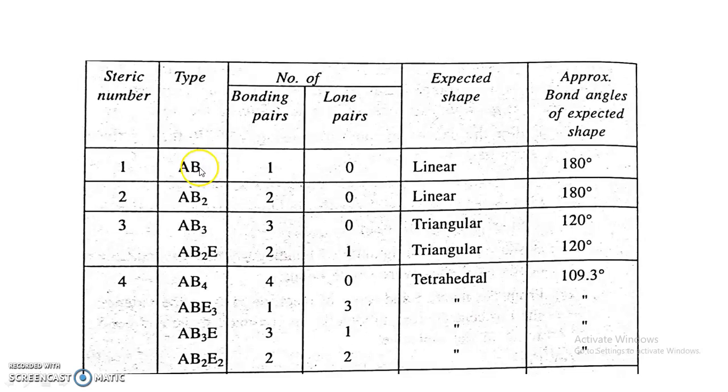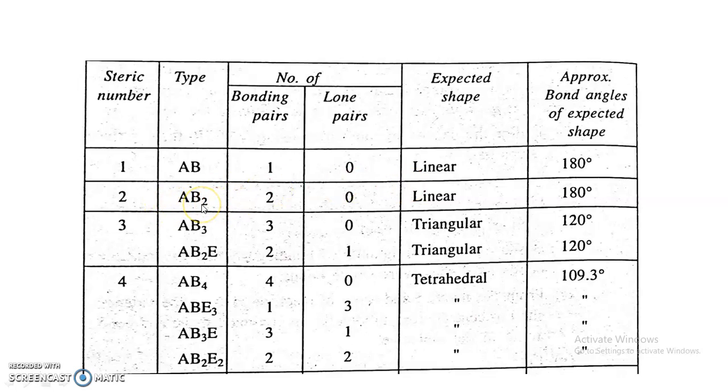Consider the molecule of the type AB, where A is less electronegative and B is more electronegative. Now if the steric number is 1 and A is attached to B, it means there must be one bond, one bonding pair, and therefore the lone pair will be 0. Its expected shape is linear and the approximate bond angle is 180 degrees.